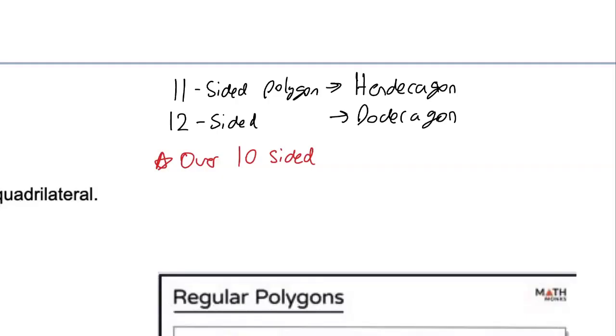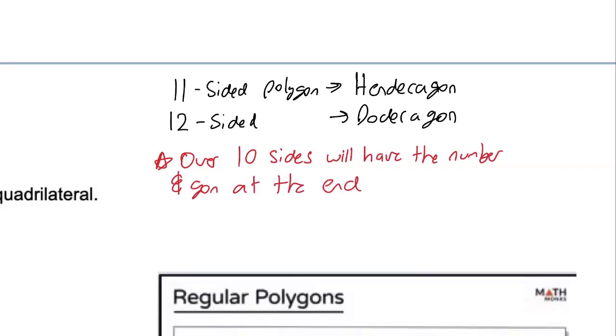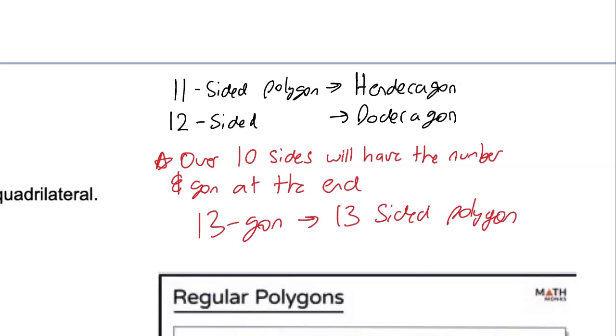over 10 sides, it will have the number of the sides and the "gon" at the end. So for example, a 13-gon is considered a 13-sided polygon. In math, we like to give names to a lot of stuff, but we get to the point where we kind of run out of names. So we just write the number and then we put a hyphen and we call it gon.